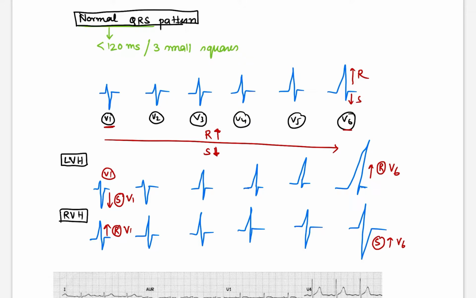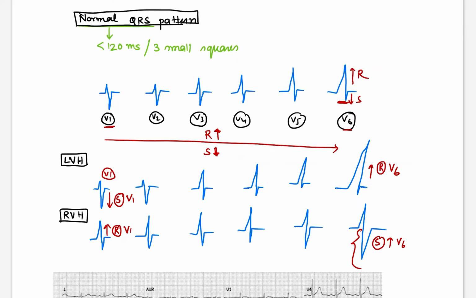As you can see, in case of normal, the S wave is very small or almost absent in V6. But in this case of right ventricular hypertrophy, the S wave is very large. So this is the difference of QRS morphology in a normal heart, in left ventricular hypertrophy, and in right ventricular hypertrophy.